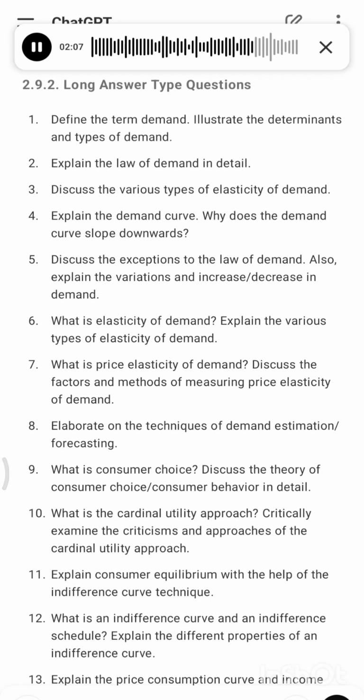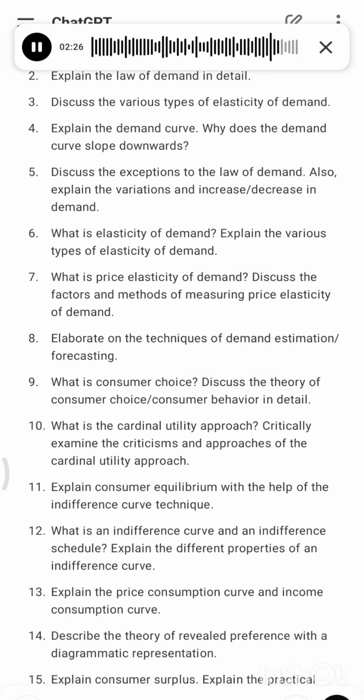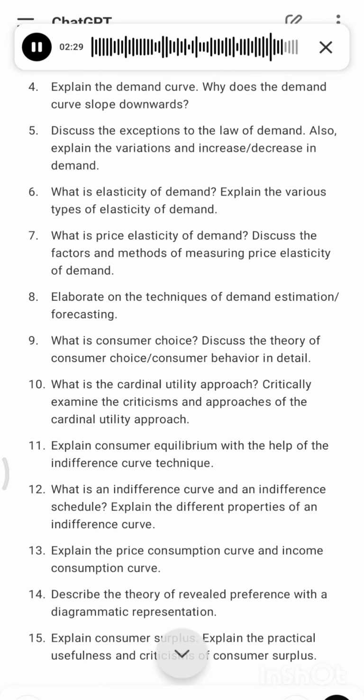10. What is the cardinal utility approach? Critically examine the criticisms and approaches of the cardinal utility approach. 11. Explain consumer equilibrium with the help of the indifference curve technique. 12. What is an indifference curve and an indifference schedule? Explain the different properties of an indifference curve. 13. Explain the price consumption curve and income consumption curve. 14. Describe the theory of revealed preference with a diagrammatic representation. 15. Explain consumer surplus. Explain the practical usefulness and criticisms of consumer surplus.